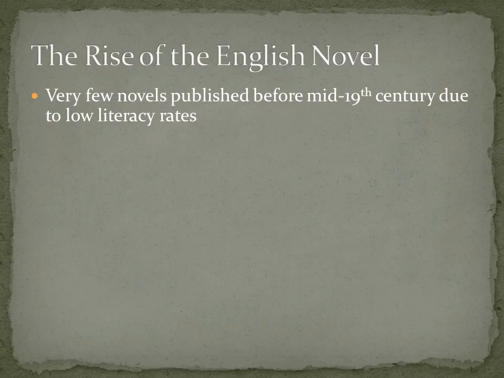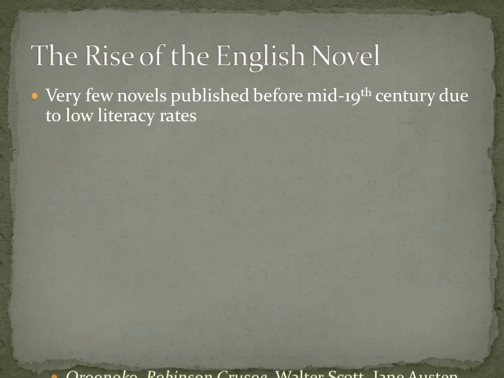So, before the mid-19th century, very few novels were published, as I mentioned before, due to low literacy rates. The first novel, what most scholars regard as the first novel, is a medieval text called The Tale of Genji, which is a novel published by a Japanese woman during the medieval period. It predates any other novels by a number of centuries.